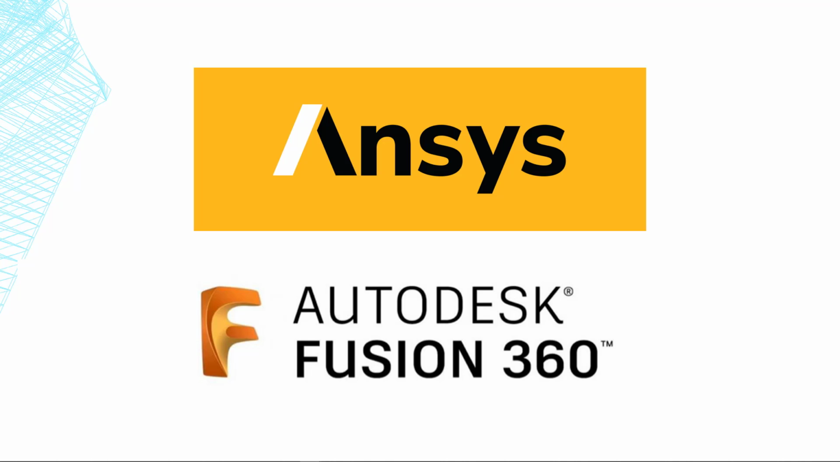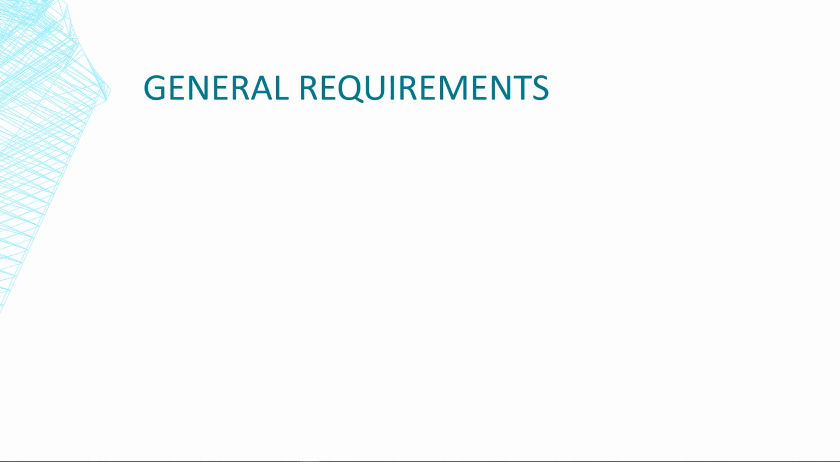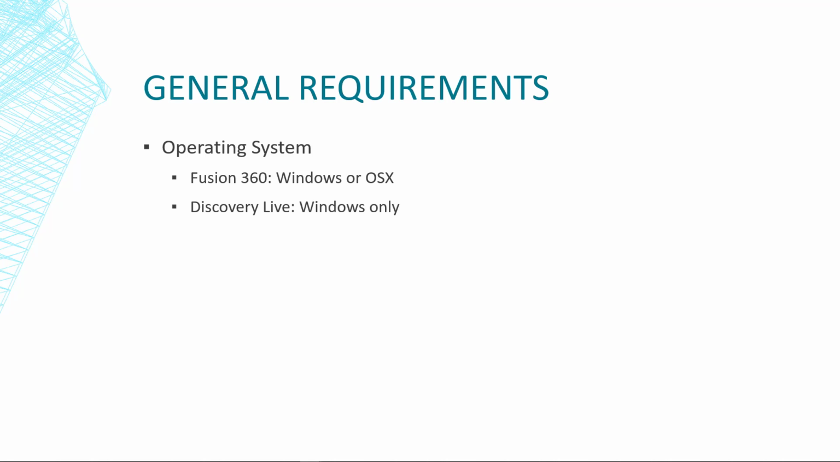Before looking at the specific requirements of each program, let's look at some important generalities. Fusion is able to run on both Apple's and Windows machines, but Discovery Live is currently only available on Windows-based machines. Both require a processor with a 64-bit architecture. Some older computers still run on 32-bit processors and will not be compatible. In a minute, we'll see how you can check to see what type of computer you have.